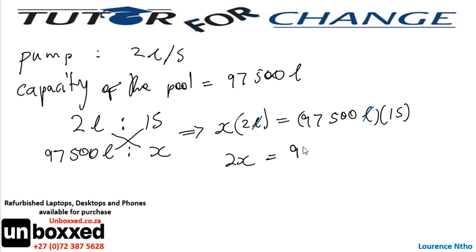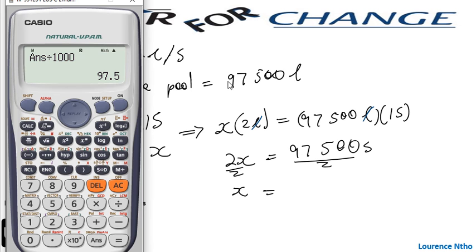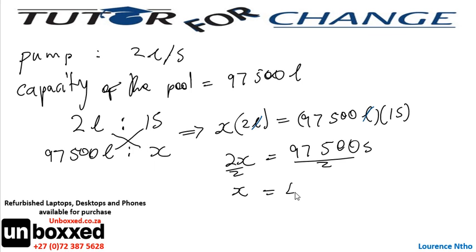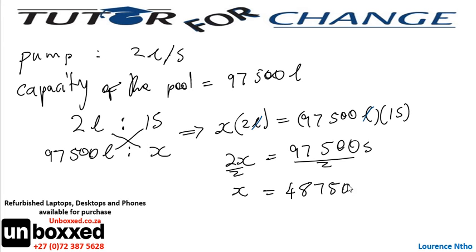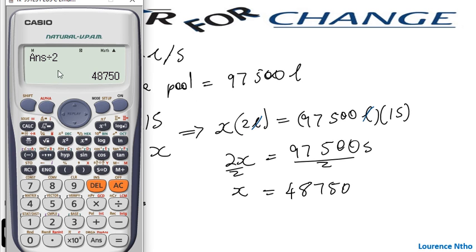Then on this side we have 97,500 seconds. So in order to get x, we have to divide this by 2, right? So we have this, then we divide it by 2, then we get 48,750. Now here's the thing, in your calculator, if you don't want to make mistakes for this question, this is in seconds, right?